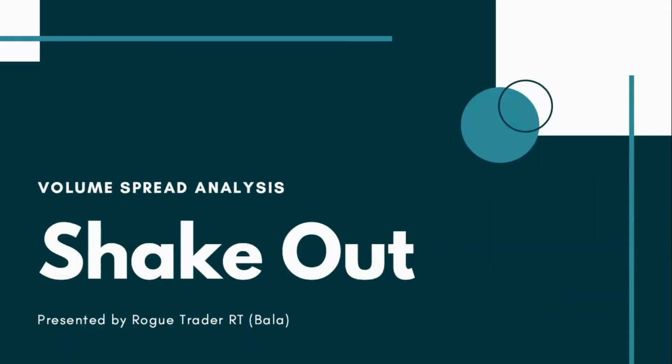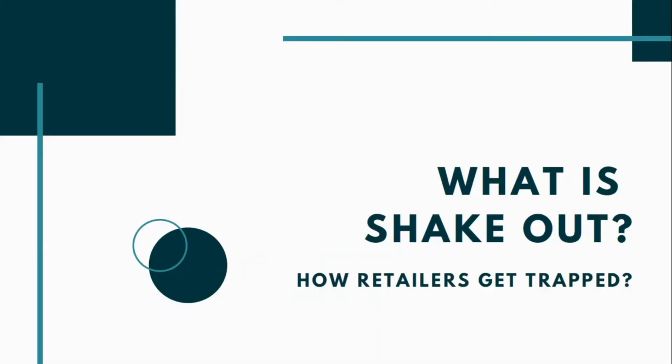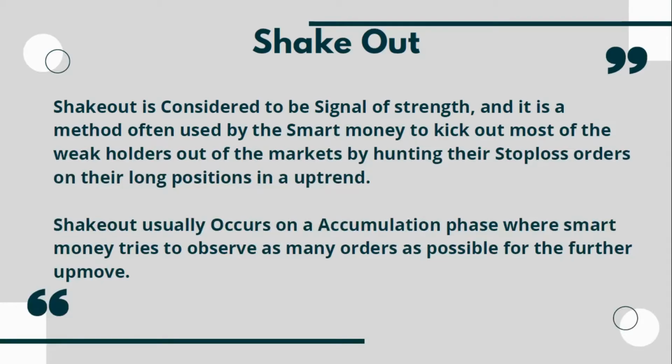So welcome to the Trading Communities video, and this is a concept video for the volume spread analysis series. In this particular concept video, we will be talking about a pattern called a shakeout. This pattern is often used by smart money to trap weak holders. Now let's understand what a shakeout is and how retailers get trapped in this particular feature.